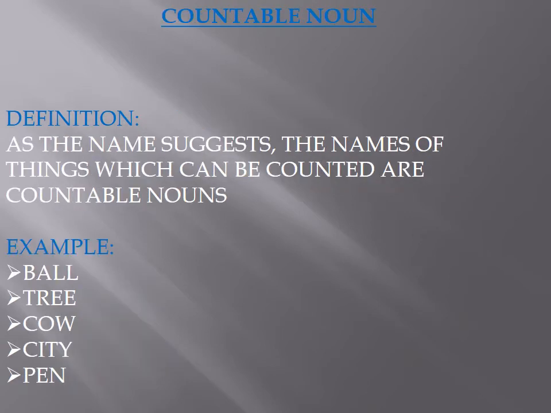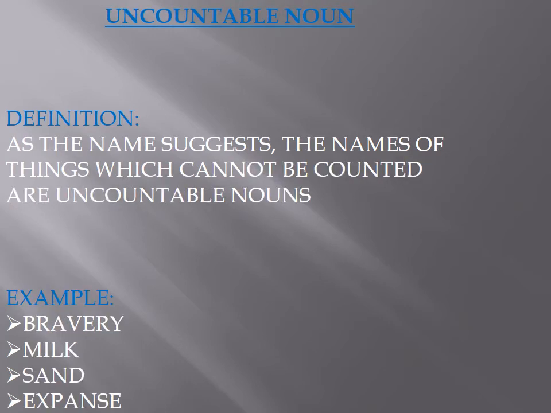Coming to countable noun, as we have already mentioned, countable noun simply means the names of those things which can be counted. For example, ball, tree, cow, city, pen. Uncountable nouns are those things which cannot be counted. For example, bravery, milk, sand, expanse.